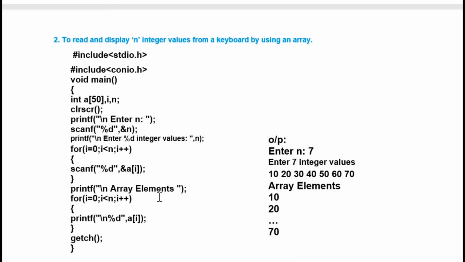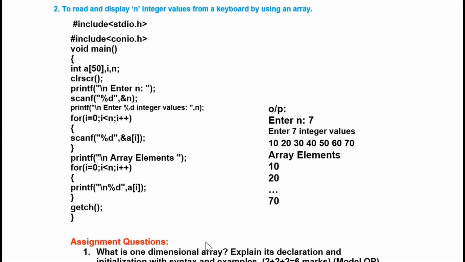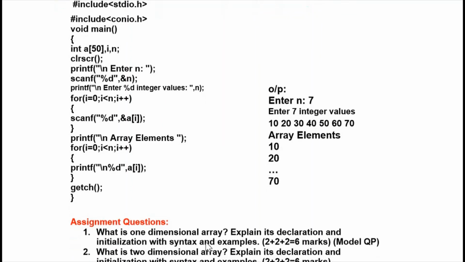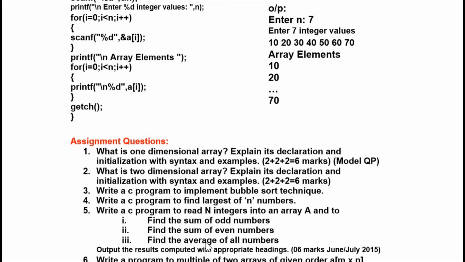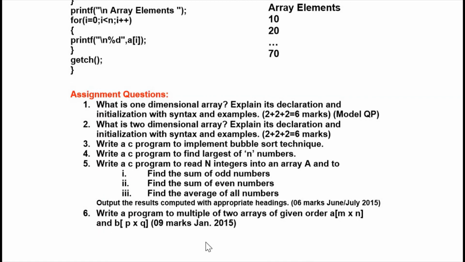So once the value of I becomes equal to 7, the for loop exits, and now we can say printf array elements. To print the array elements, one more for loop is used, which also starts from I is equal to 0 up to I less than n. And we are going to print the elements as printf %d a of I and getch. Okay, so this is one more example of how to initialize an array and how to read the elements into an array.